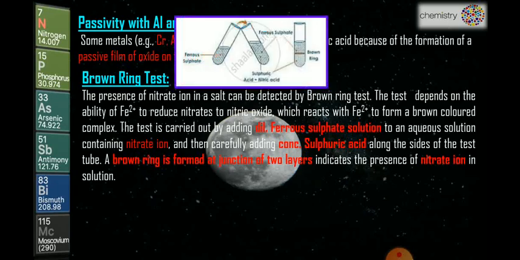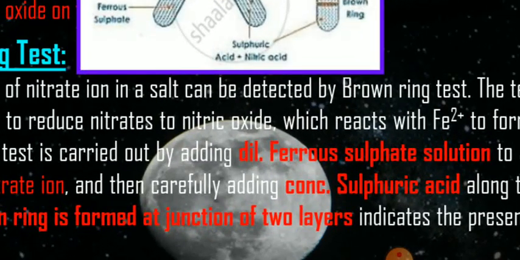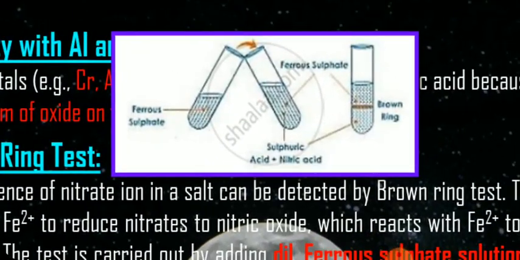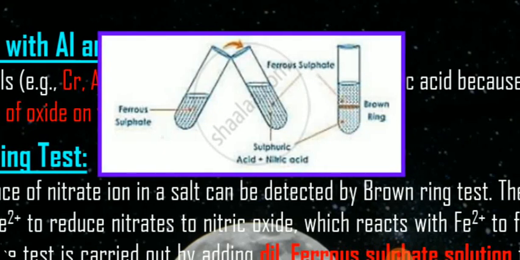Actually, this test, the brown ring test, is a qualitative confirmatory test for the presence of the nitrate ion, NO3 minus. Whether the NO3 minus radical, the negative acid radical, is present in the given inorganic salt or not, to confirm that they use this brown ring test. I will first explain what this test is. Don't worry, you will perform the same test in your laboratory when you come back to the college.